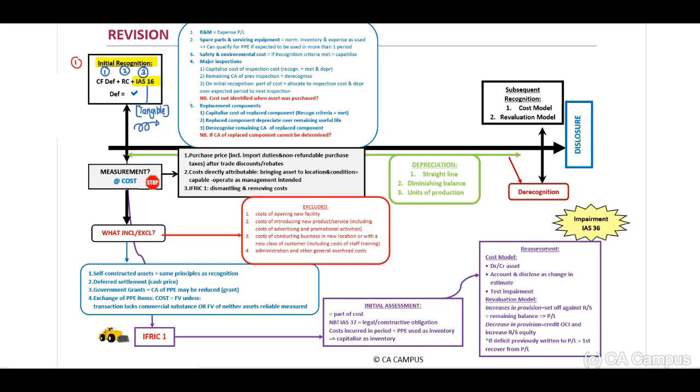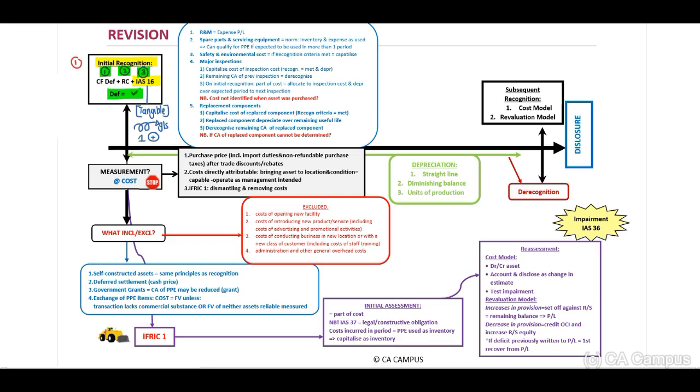Goods or services should be produced and the entity should expect and plan to use the asset for more than one period. If your answer is yes to all three of these, your conceptual framework definition, recognition criteria, as well as IAS 16 definition, you may recognize an IAS 16 PPE asset.